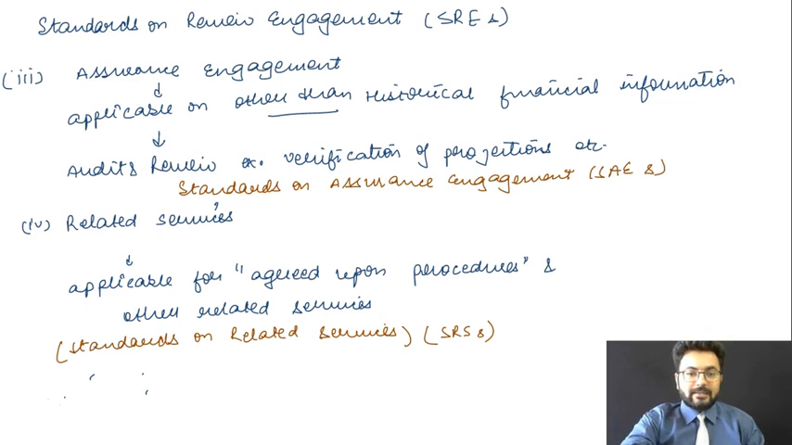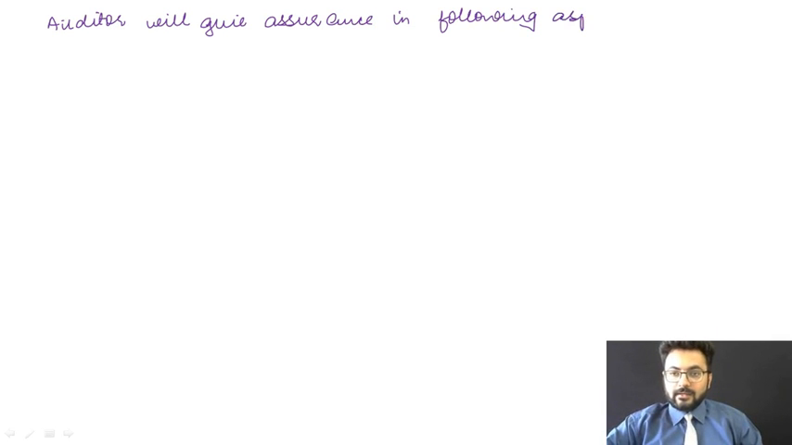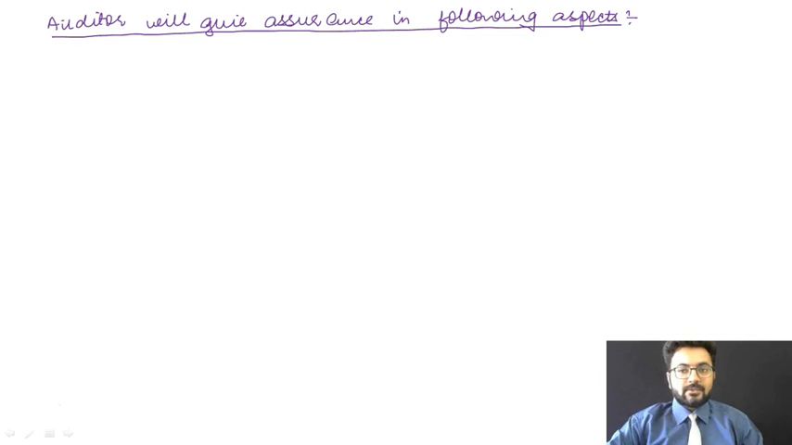Now moving on to next, the auditor is going to give the assurance in the following aspects. What are those following aspects? First of all, he is going to tell you that the books of accounts which have been prepared are absolutely true, and they have supporting evidence for that as well.